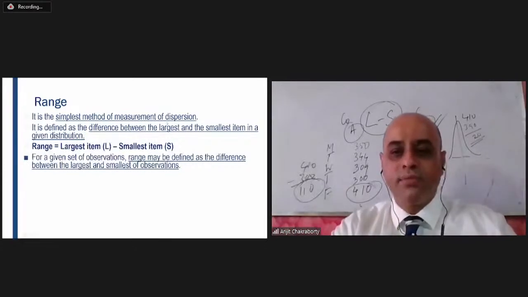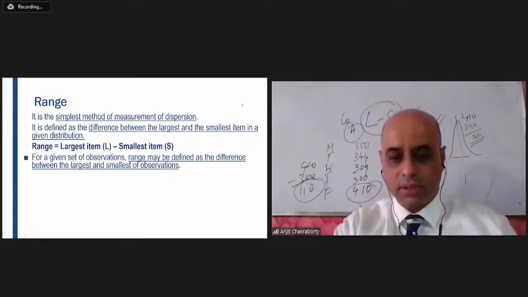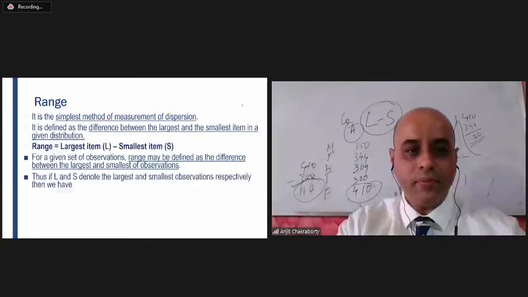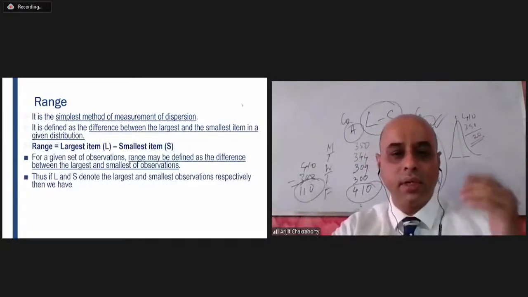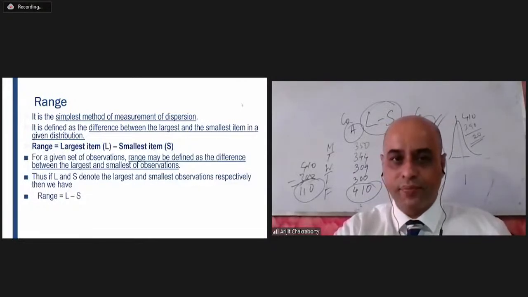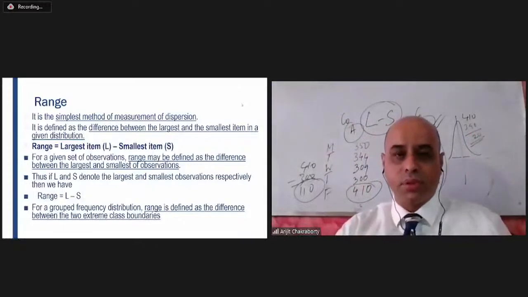So range may be defined as what? You can see, number one, the difference between the largest and the smallest observations. Number two, thus if L and S denote the largest and smallest observation, the range is given by L minus S.